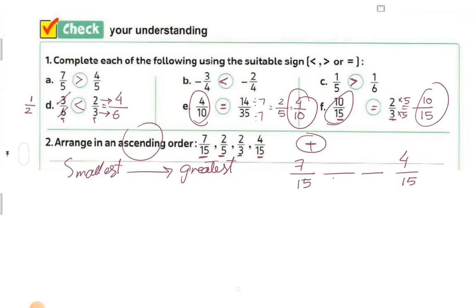5 becomes 15 by multiplying by 3. 2 times 3 equals 6. 3 becomes 15 by multiplying by 5, and 2 times 5 equals 10. Now I can easily arrange them from the smallest to the greatest. Which one is smallest? Note that it's all positive, so the smallest numerator is the smallest one. The smallest numerator here is 4 over 15. Let's start with it.